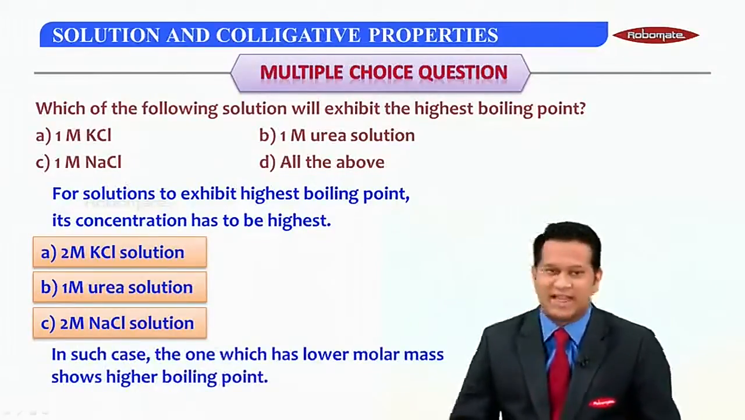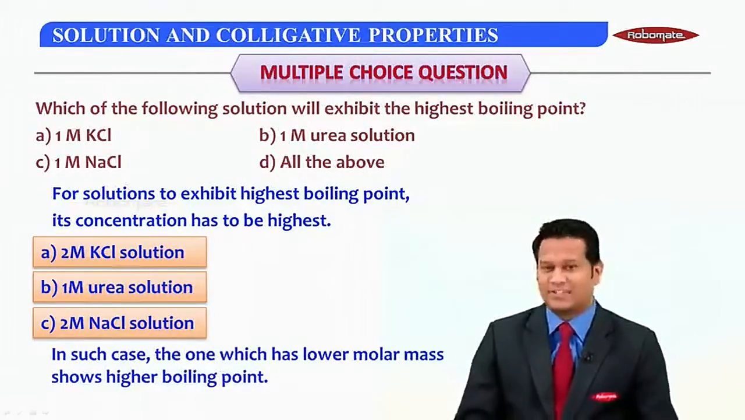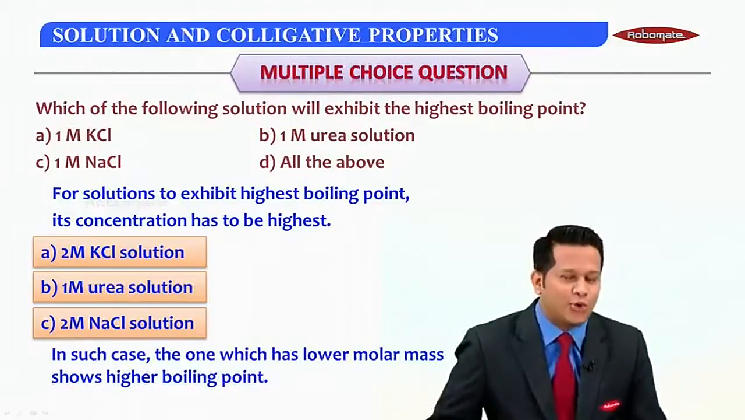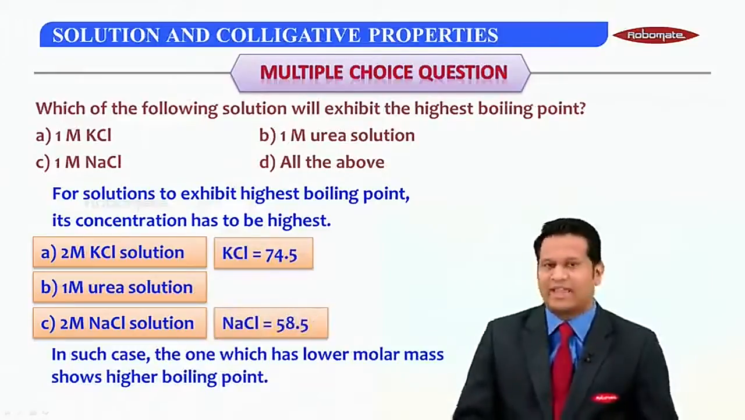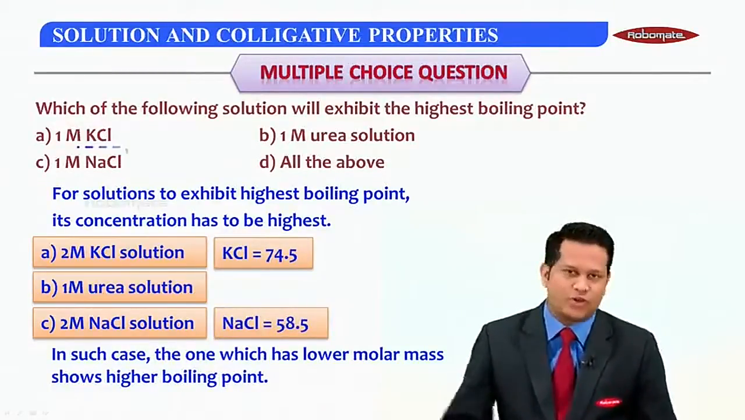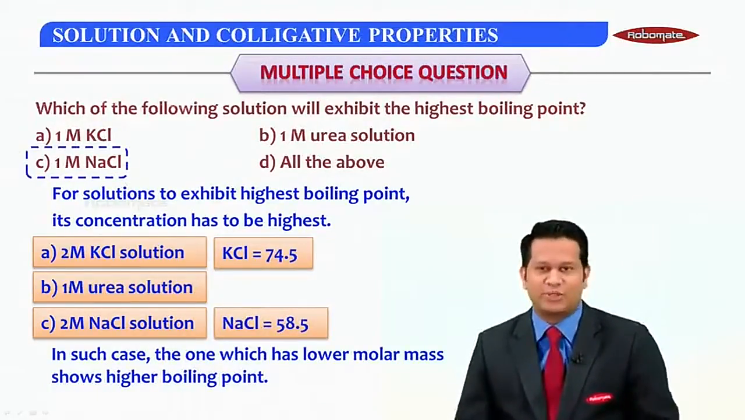So what has to be done? In that case, you have to select for highest boiling point the one which has a low molar mass. So KCl has the molar mass 74.5, NaCl has 58.5. So I'll go for option C, having the lowest molar mass.